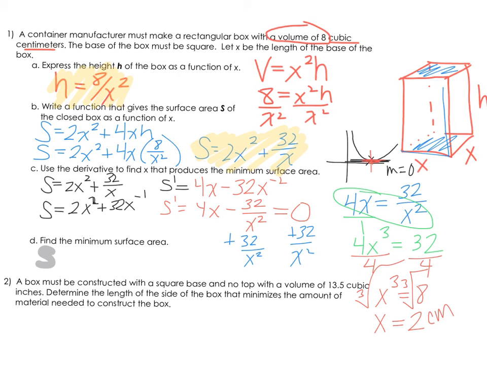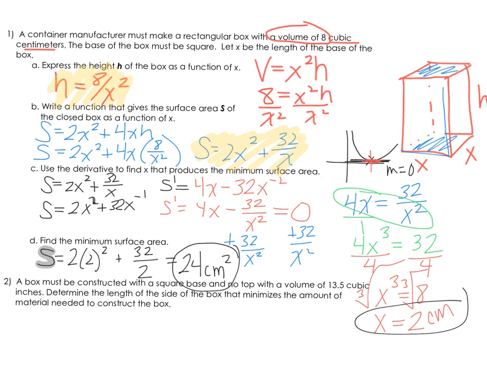2 times 2 squared plus 32 over 2. I just took my 2 that I got and plugged it in. That's going to be 4 times 2 is 8, plus 16 is going to give me 24, and my label on the surface area is going to be centimeters squared. And that is how we do it.